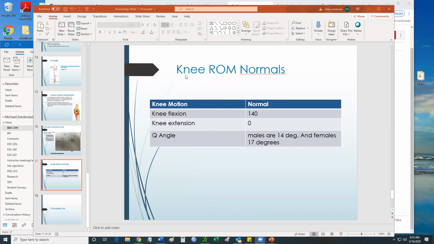And just your normal ranges of motion here. So knee flexion should have 140 degrees, knee extension zero. Q angle, males about 14 degrees, females about 17 degrees. Again, with the Q angle, that's going to just tell us or talk to us about knee stability. You don't measure internal or external rotation of the knee. Those don't get measured.